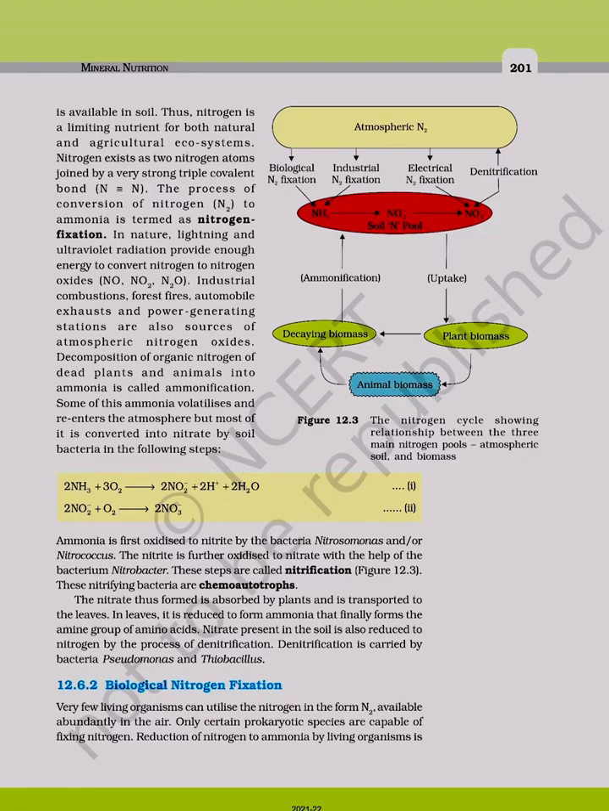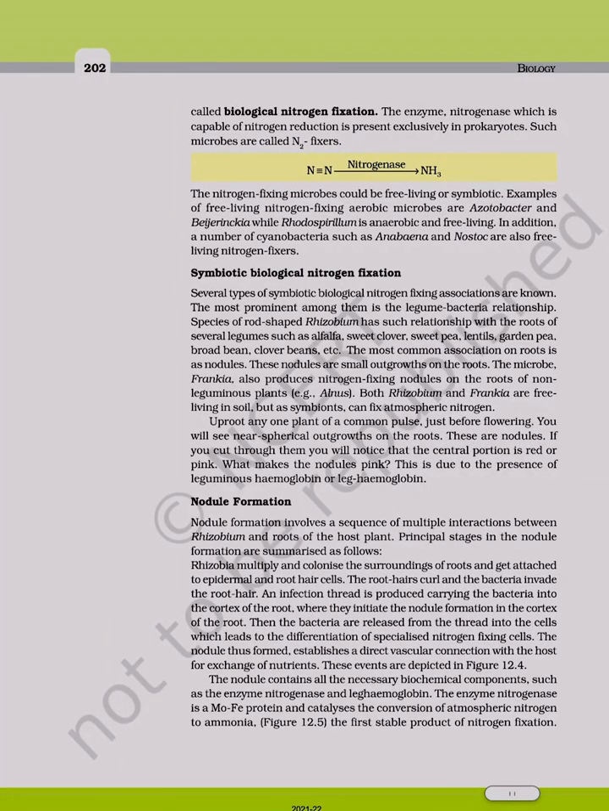12.6.2 Biological nitrogen fixation. Very few living organisms can utilize the nitrogen in the form N2, available abundantly in the air. Only certain prokaryotic species are capable of fixing nitrogen. Reduction of nitrogen to ammonia by living organisms is called biological nitrogen fixation. The enzyme nitrogenase, which is capable of nitrogen reduction, is present exclusively in prokaryotes. Such microbes are called N2 fixers.